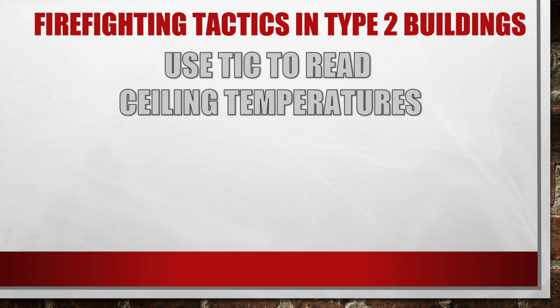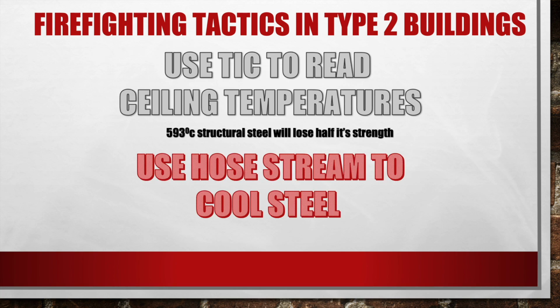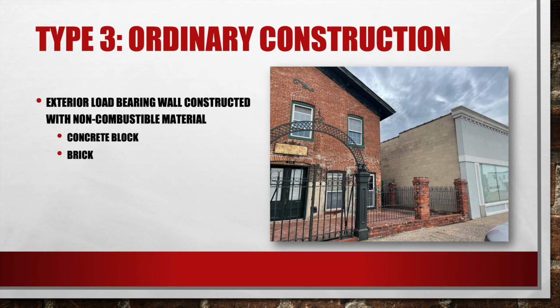Use your thermal imaging camera to read your ceiling temperatures. Because again, just a reminder, at 590 degrees Celsius, the structural steel will lose half of its strength. And then let's use hose streams to cool that steel before we get to these temperatures where it could lose half of its strength. And again, keep in mind that when steel cools, it will contract back to its original length. Moving on to type 3 ordinary construction.